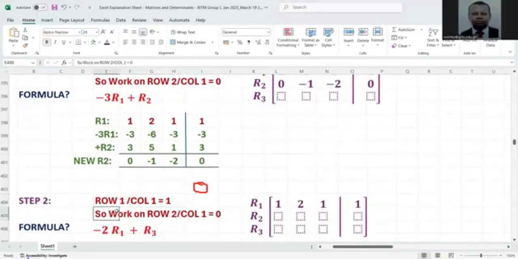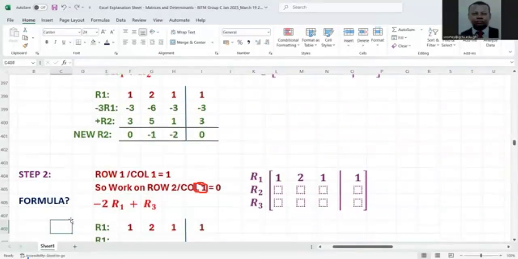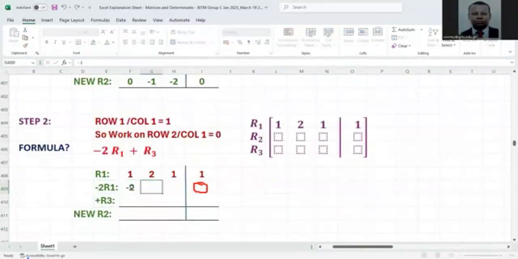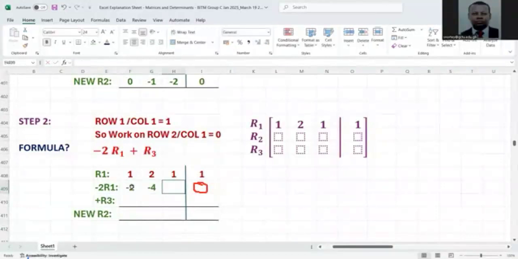So we have to watch out what row. This is step 2. So we are multiplying row 1 by -2. So let's do that. If I multiply here by -2, I'm going to get -2 here, -4. That'll give me -2, and this will give me -2.